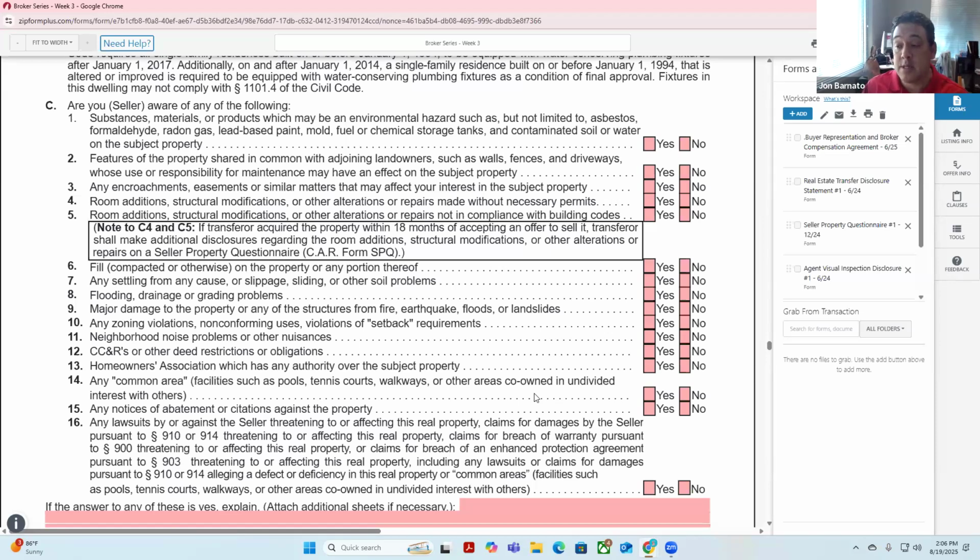CC&Rs or other deed restrictions. Please note, if there is an HOA, there are CC&Rs. If there's not, but if there's no HOA, there could still be CC&Rs. Your prelim would let you know. Homeowner association, which is pretty common. Common areas, which is pretty common.